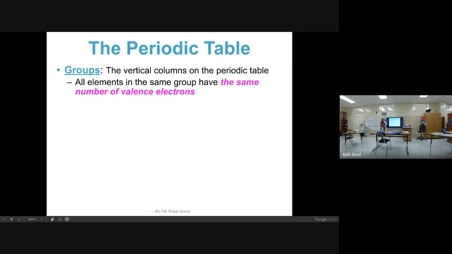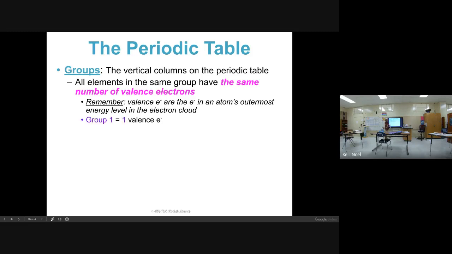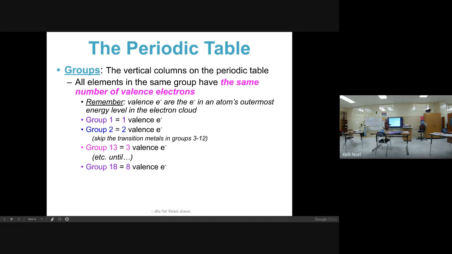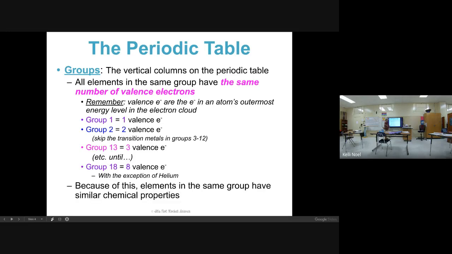The elements in the same group have the same number of valence electrons. You need to know that. Group number, same number of valence electrons. These are the electrons in the outermost energy level, and it's what is going to be reacting or interacting to create new substances. So, in your notes, there should be a nice little chart.